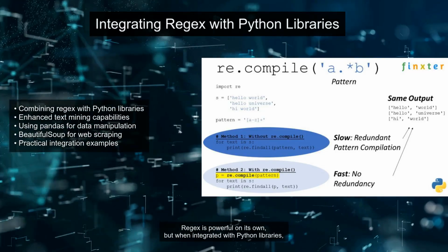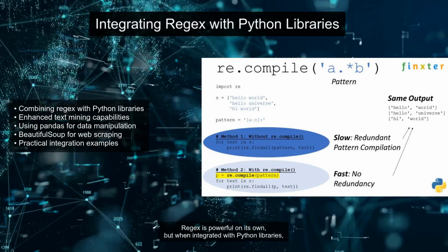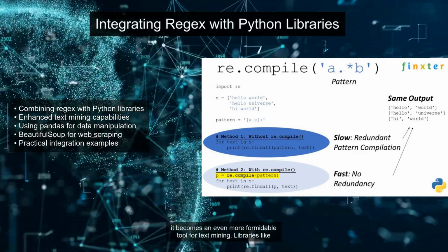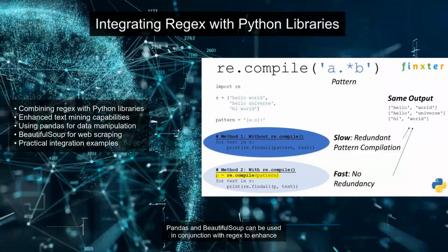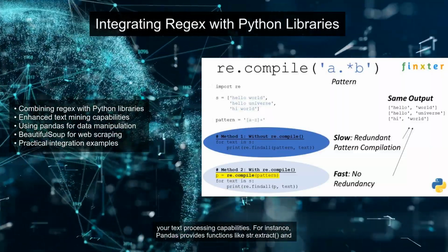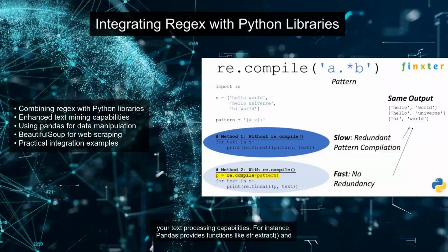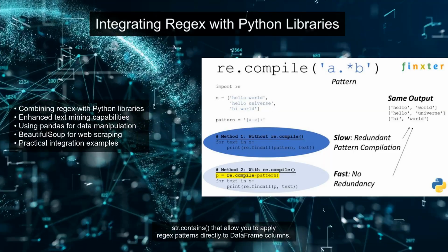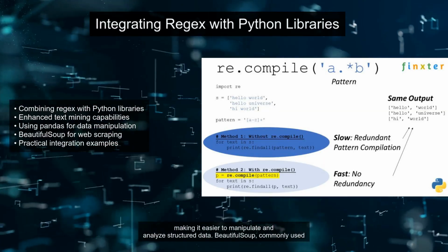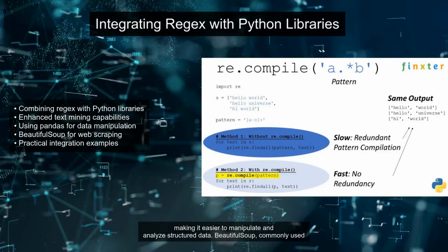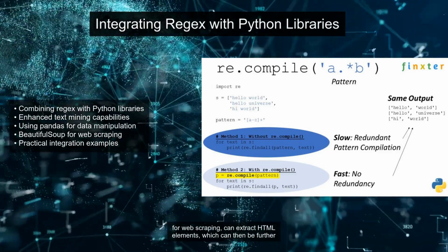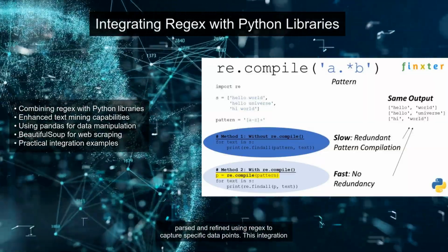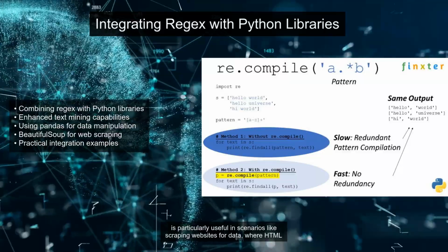performant. Regex is powerful on its own, but when integrated with Python libraries, it becomes an even more formidable tool for text mining. Libraries like Pandas and Beautiful Soup can be used in conjunction with regex to enhance your text processing capabilities. For instance, Pandas provides functions like str.extract and str.contains that allow you to apply regex patterns directly to data frame columns, making it easier to manipulate and analyze structured data. Beautiful Soup, commonly used for web scraping, can extract HTML elements, which can then be further parsed and refined using regex to capture specific data points.